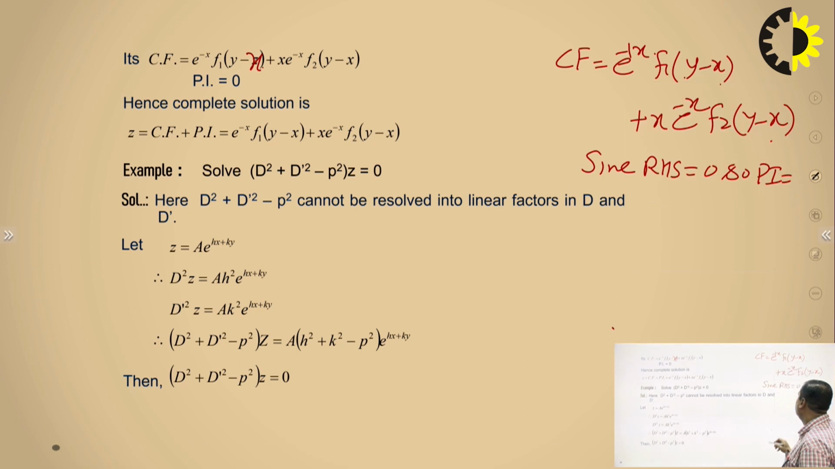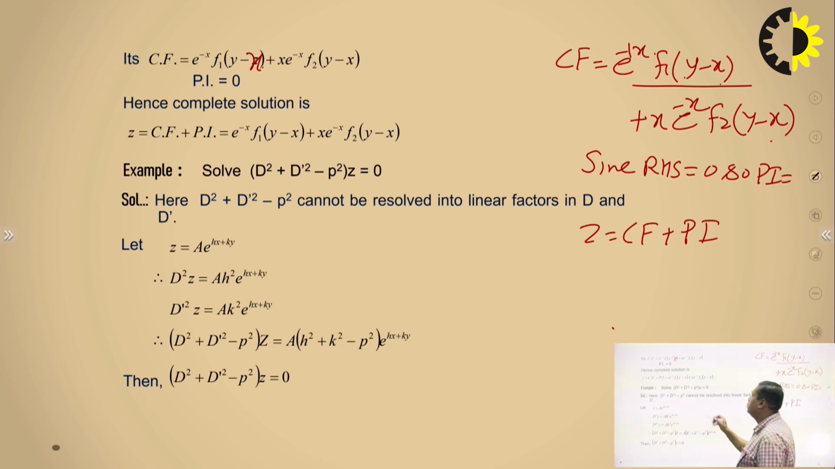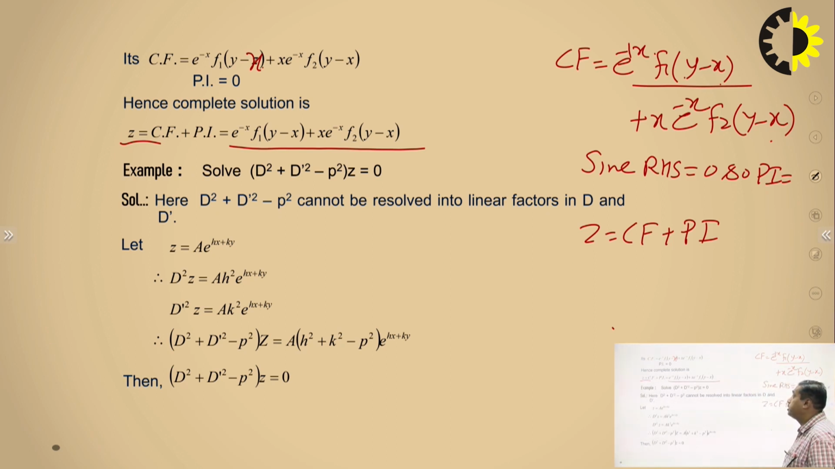Hence z is equal to CF plus PI, and putting the value of CF, and PI is equal to 0, we get the required solution. z is equal to e to the power minus x, f1 of y minus x, plus x e to the power minus x, f2 of y minus x. That is the complete solution of the given problem.